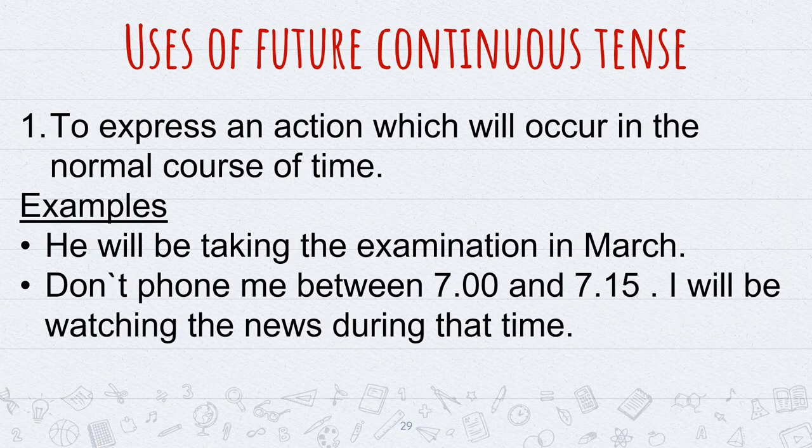Now, let's have a look at the uses of future continuous tense. The first use is to express an action which will occur in the normal course of time. For example, he will be taking the examination in March. See the next example. Don't phone me between 7 and 7:15. I will be watching the news during that time. It means that this tense is used to talk about something that will be going on at a certain time in the future.